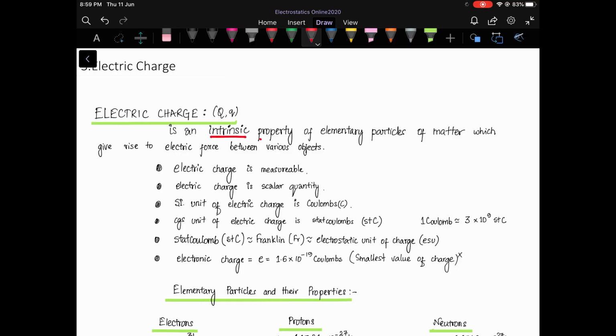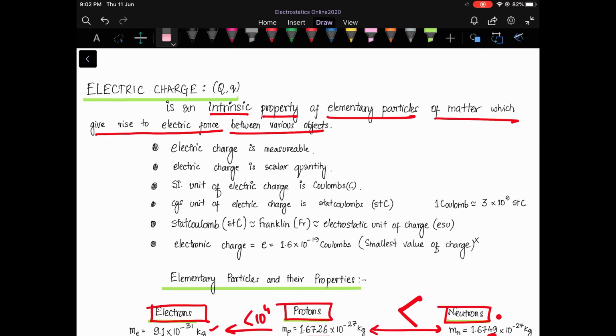It is an intrinsic property of elementary particles of matter which gives rise to electric force between the various objects. So in order to understand this new force, today we have this model of an atom where we have tiny particles like electrons and protons. So basically we are going to bring in the electrons and protons, blame that they have a property called charge, and then reason out the existence of electric force.